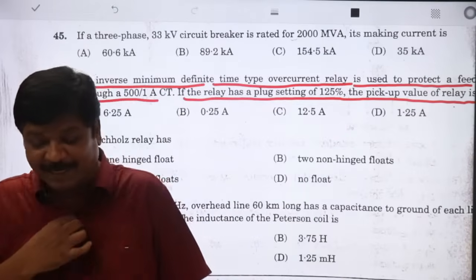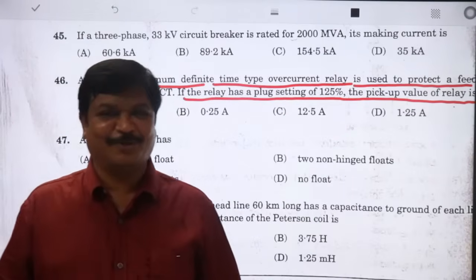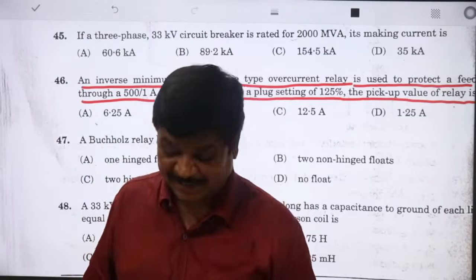So this is not Tamil, it's a Telugu. We are not speaking Telugu also, we are talking English here.